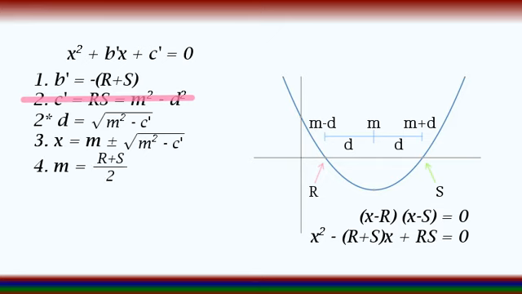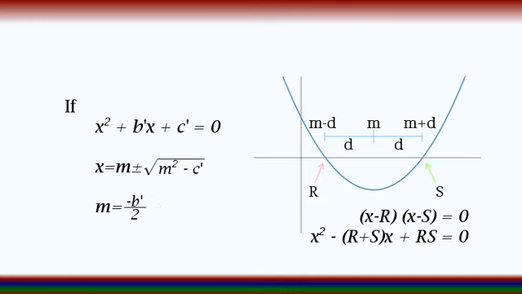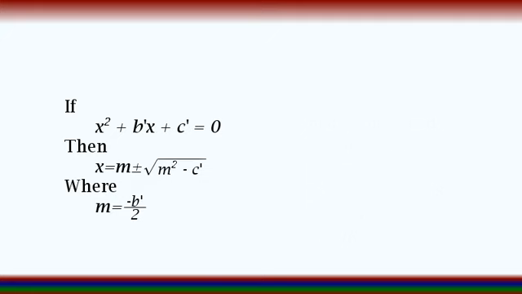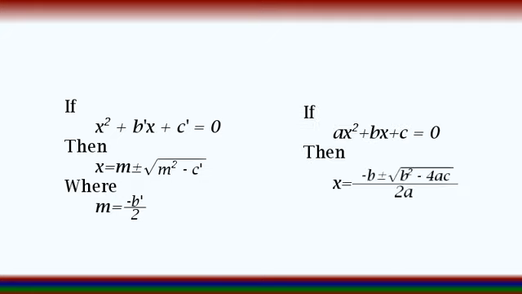We've seen something like that already. It was in b prime. Great, so now we can write the whole solution like this. If x squared plus b prime x plus c prime equals 0, then x equals m plus or minus the square root of m squared minus c prime, where m is just minus b prime over 2. What's easier to remember, this or that?